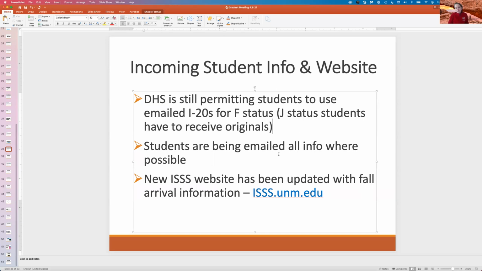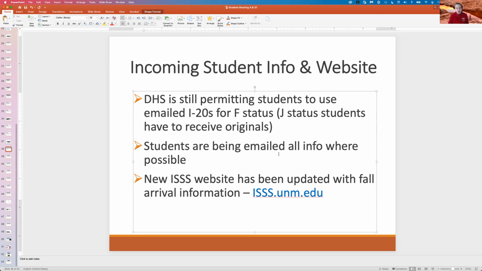For J1 students, that's the category that Melissa mentioned is frequently used for government-sponsored students or Fulbright students, they are still requiring original documents with signatures, so we are still mailing those physically. All of our exchange students and all of our research scholars are on those kinds of visas, so we're still paper mailing those.